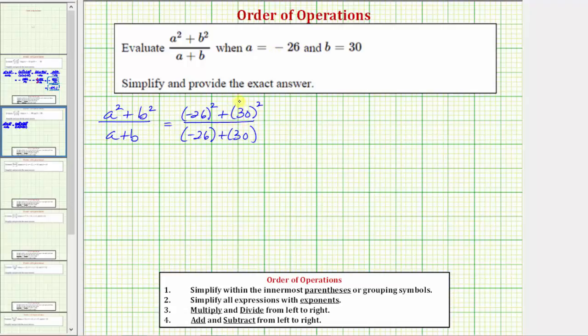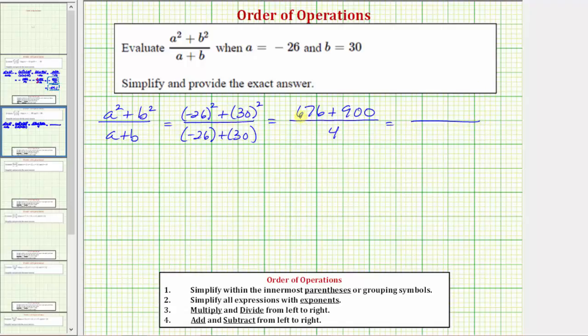When we have an expression in fraction form, we simplify the numerator and denominator separately using the order of operations, and then we simplify the fraction. In the numerator, we have the square of negative 26, which equals negative 26 times negative 26, which equals 676, plus the square of 30, or 30 squared, equals 900. In the denominator, we have negative 26 plus 30, which equals positive 4.